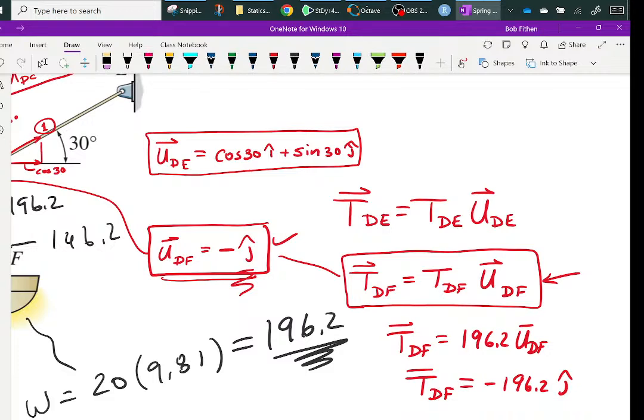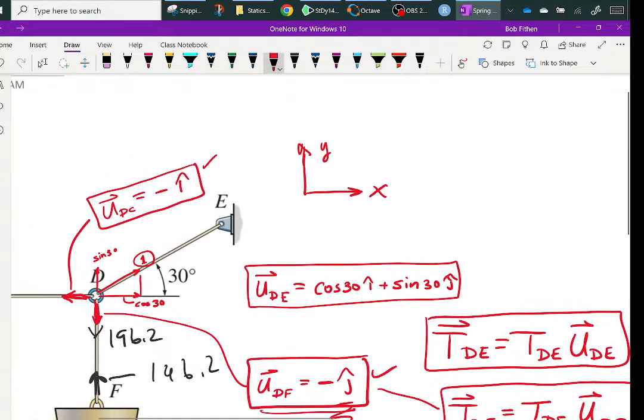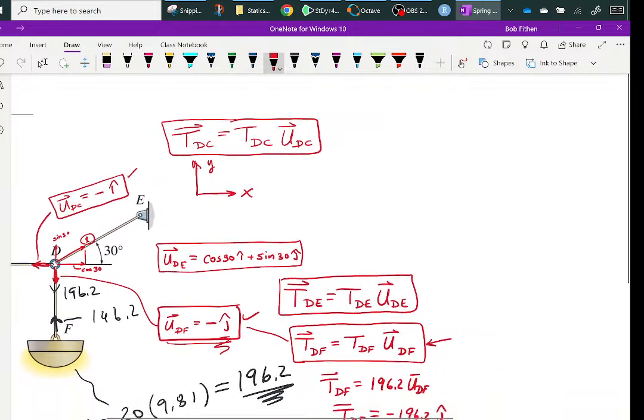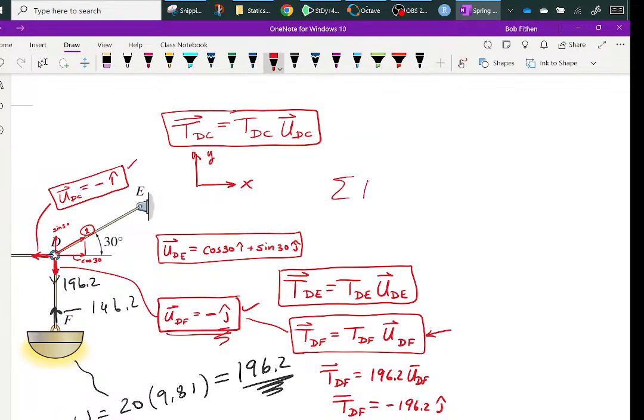Okay, so I've got that one. I should box this one as well. And then I got the one up here, which is the tension in DC, equal to whatever that tension value is times the UDC. And those are the only three forces on that funny ring right there. So all I have to do is sum all these forces together.